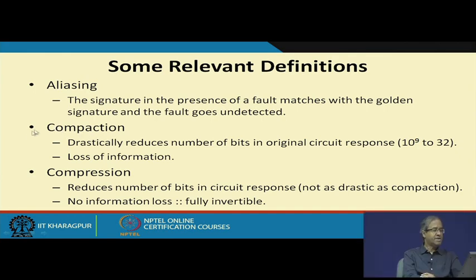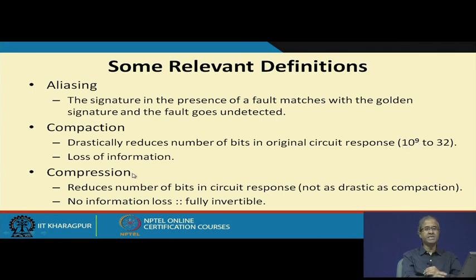Now, let us differentiate between compaction and compression. Compaction is a mechanism which drastically reduces the number of bits, like we mentioned 10 to the power 9 to 32 or 64. This results in loss of information quite obviously, because from these 32 bits we cannot go back and recover the 10 to the power 9 original responses. This is a one-way mapping.